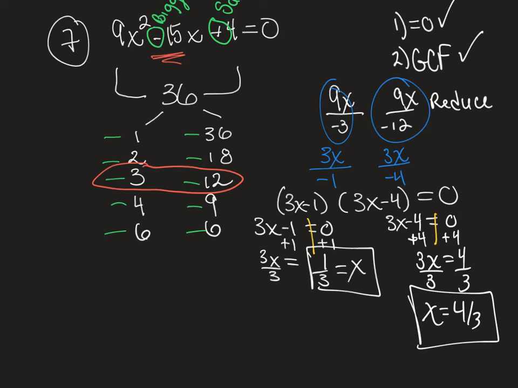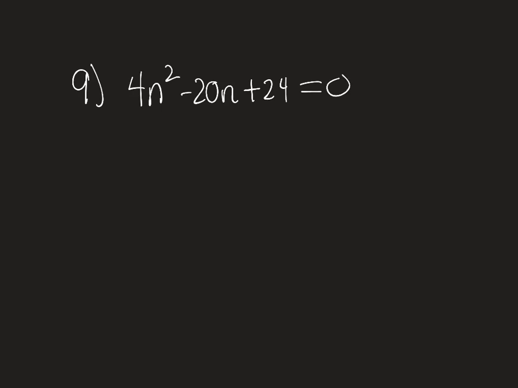Okay, so now we're going to go do number 9. It'll be the last example we do in this practice worksheet or notes. Okay, so number 9 says 4n squared minus 20n plus 24 equals 0. So number 1, does it equal 0? Yes, it does.